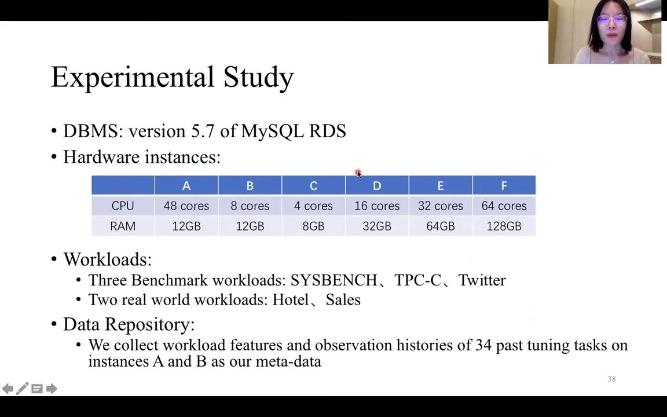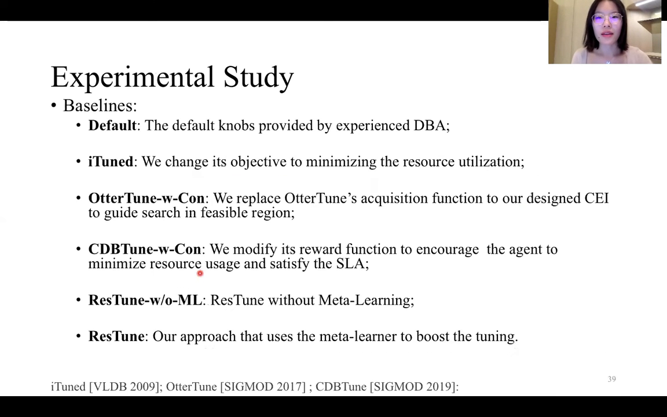In the experiments, we use MySQL on 6 different hardware instances. We use 3 benchmark workloads and 2 real-world workloads in production. For the data repo, we collect metadata from 34 past tuning tasks on instances A and B. To prove the performance of ResTune, we compare with other methods. Since none of the existing auto-tuners optimize resource usage, we carefully modify them to solve the resource-oriented tuning problem defined in this paper. Default is the default knobs provided by the experienced DBA.